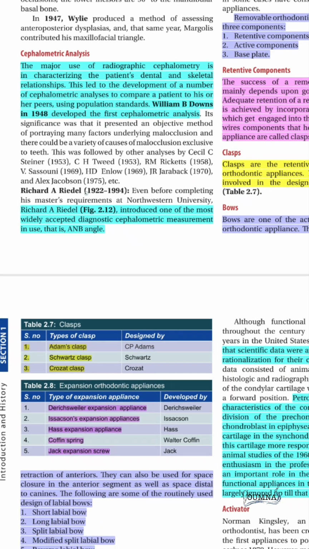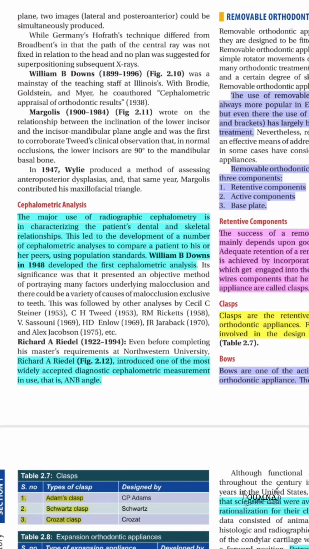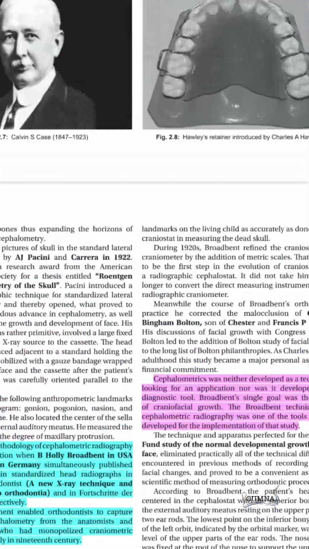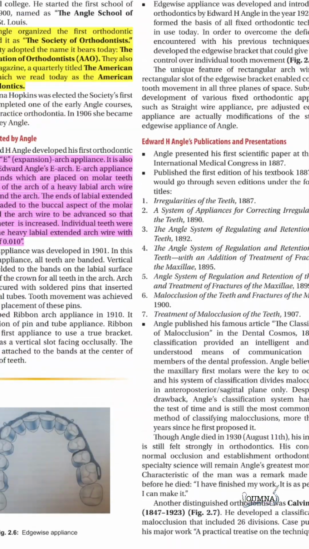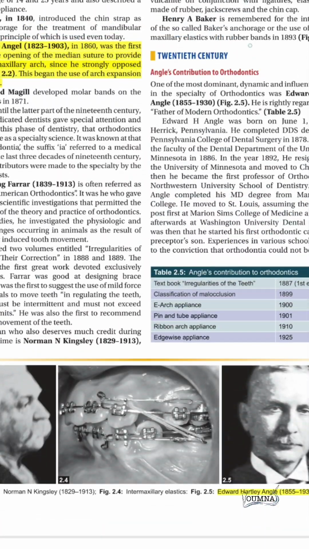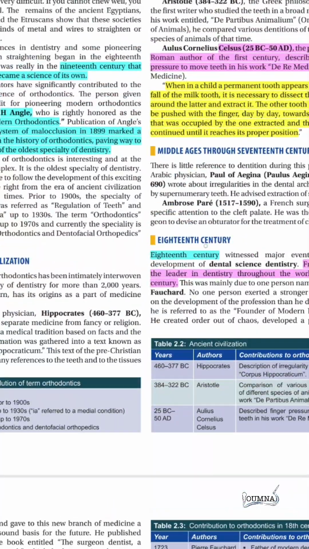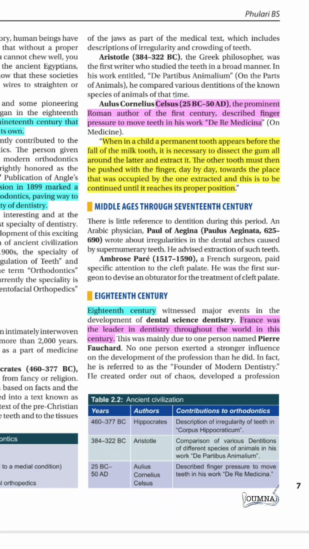But what we use today is the analysis of Richard Ricketts. This is Richard Ricketts, who introduced one of the most widely accepted diagnostic cephalometric measurements in use. So to sum things up, orthodontics as an idea was recognized way before in history, as we see here in the Roman era.